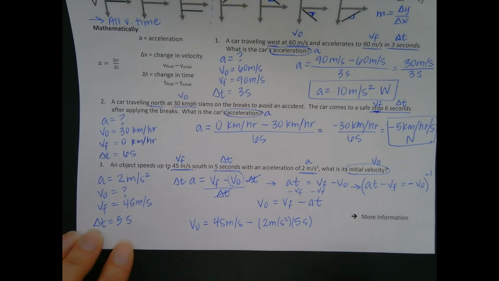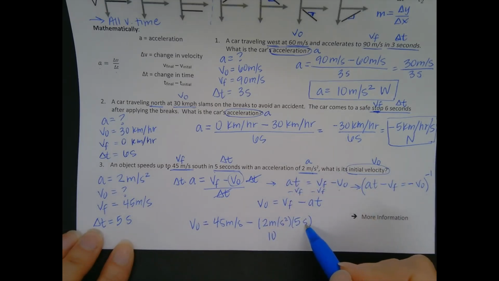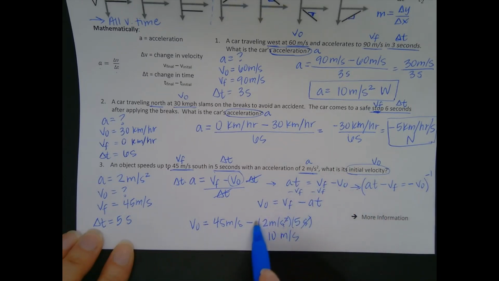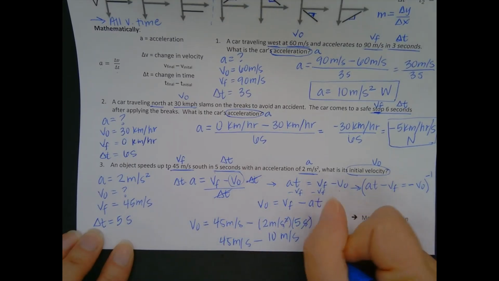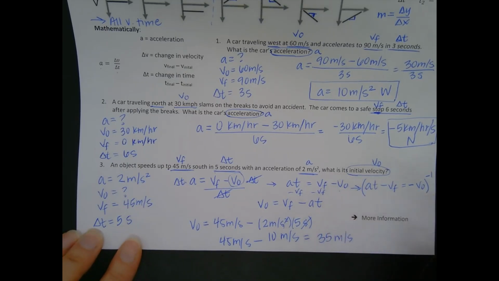So now let's keep solving. So we've got 45 meters per second minus, we're going to solve this first. So 2 times 5 is 10. And then our seconds will cancel with one of these seconds squared. So we would just end up with meters per second as our units. So that's 10 meters per second is what I solved here. So then 45 meters per second minus 10 meters per second is 35 meters per second.